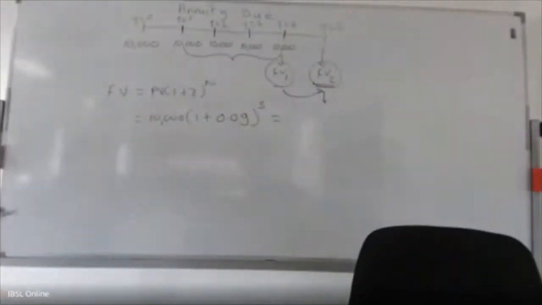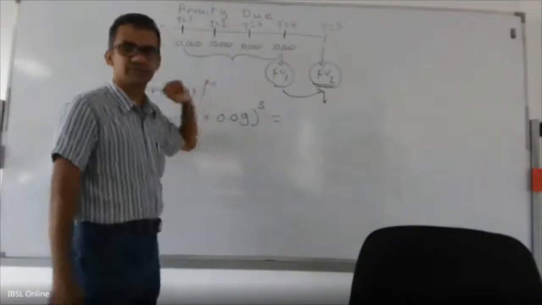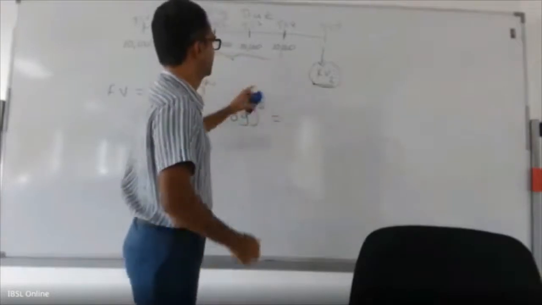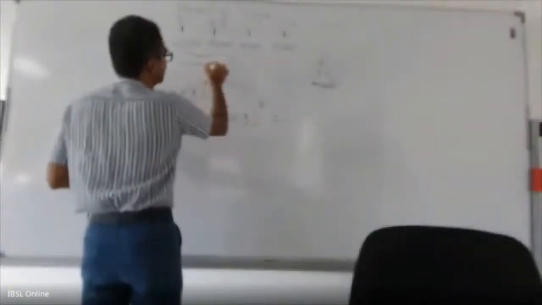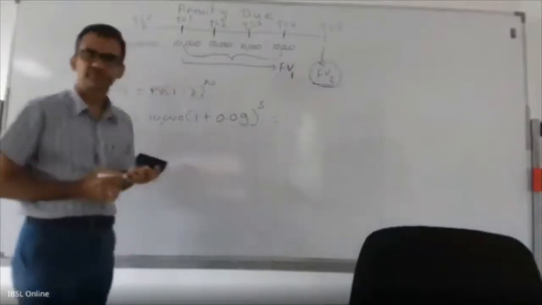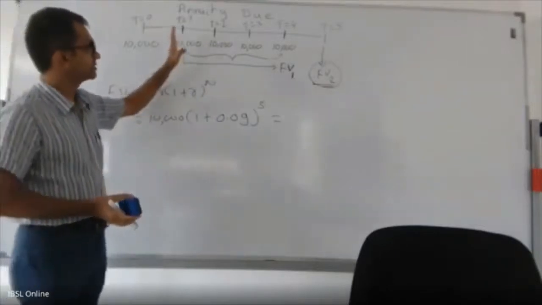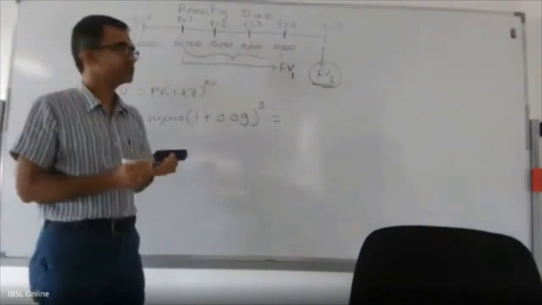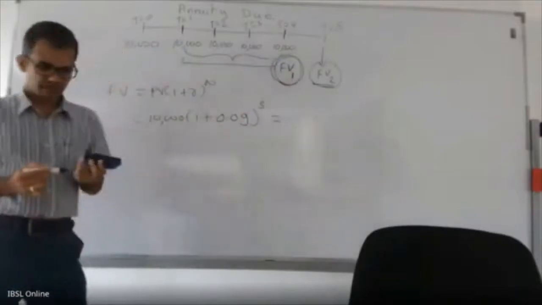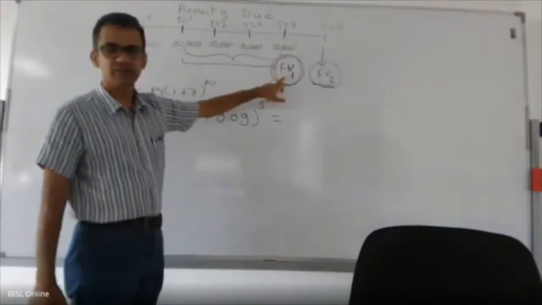Why can we do that? We can consider, instead of 4 cash flows, if I denote the future value of all these cash flows as FP1 at the end of the 4th year, we can consider, instead of a series of cash flows, there's 1 cash flow at the end of the 4th year, which is equivalent to FP1. The value is FP1.